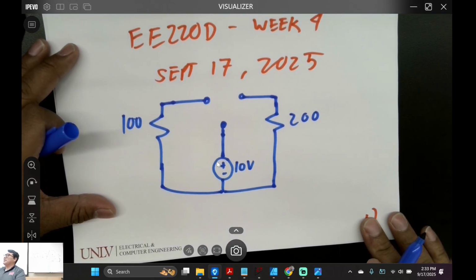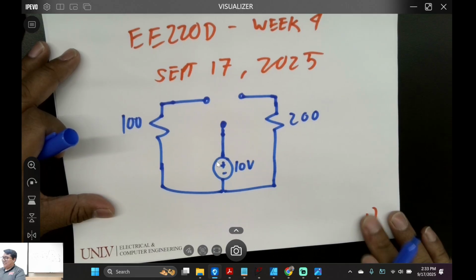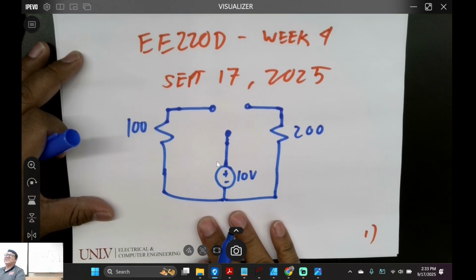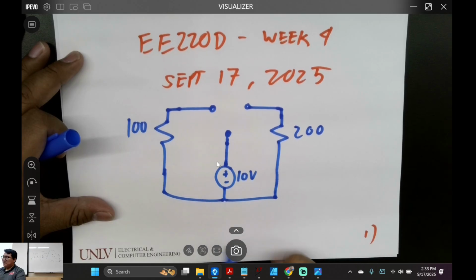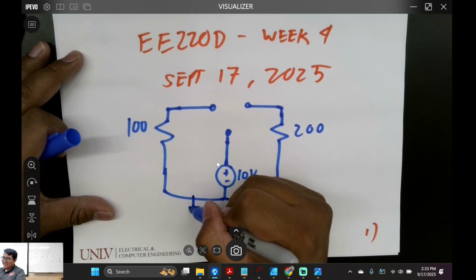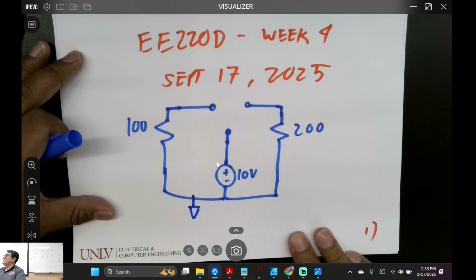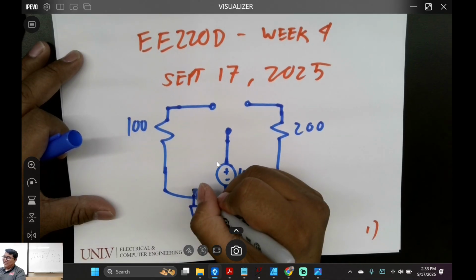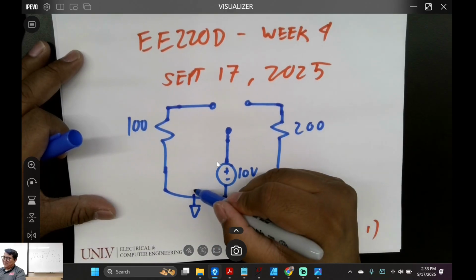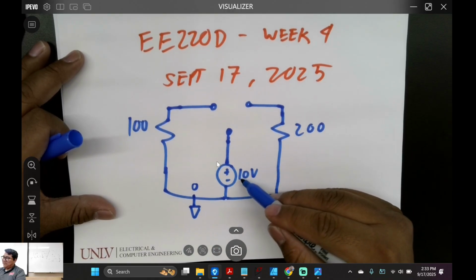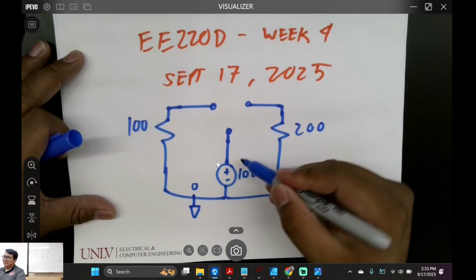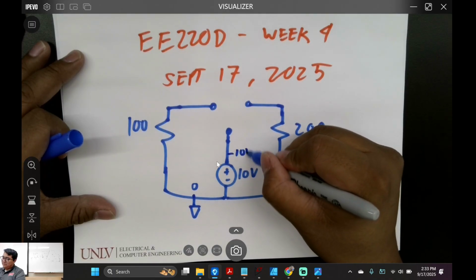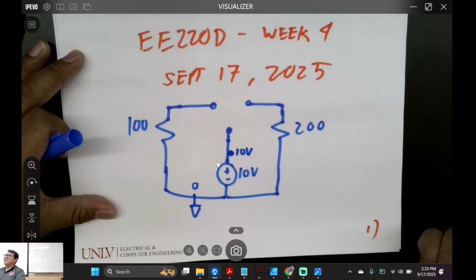Have you guys seen this kind of problem in your homework? You guys like this circuit? Yes? No? What if I do this? Does that make you guys a lot more comfy? What's the voltage over here? 0. What's the voltage over here? 10 volts, right? At this node right there, right?